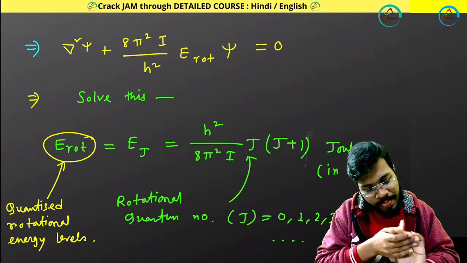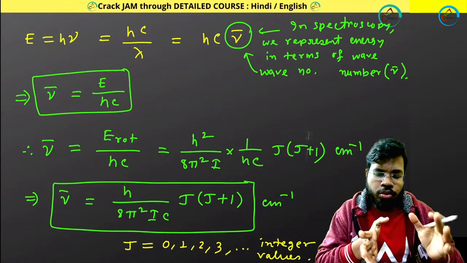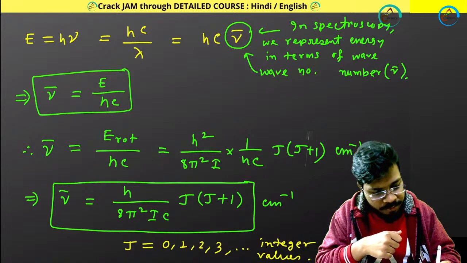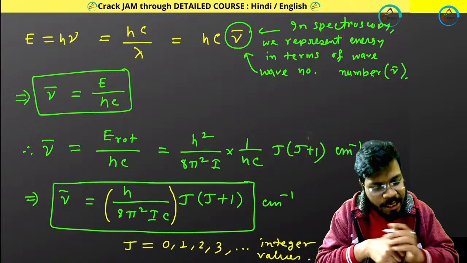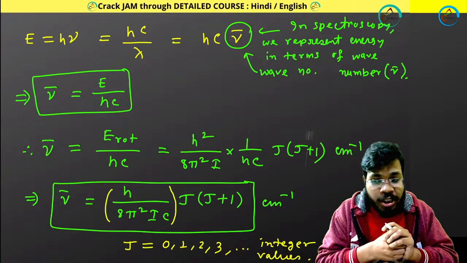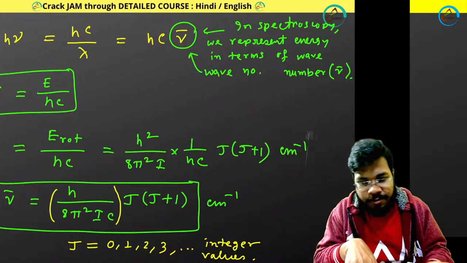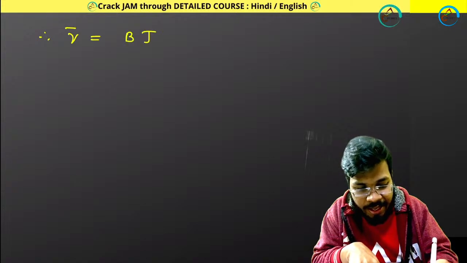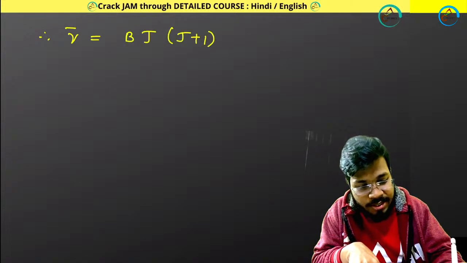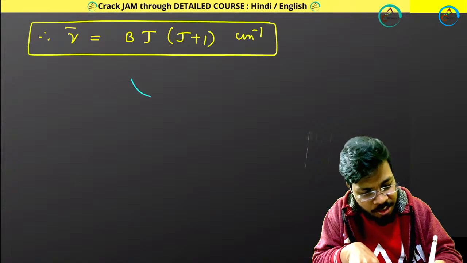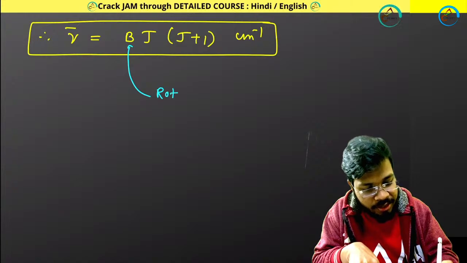But before I go to those energy levels, I want to tell you to look at this term, h divided by 8 pi square I c. This term is called the rotational constant. Got it? Therefore I can write my expression once again: B J into J plus 1 centimeter inverse. This is my final expression, where B is called the rotational constant.